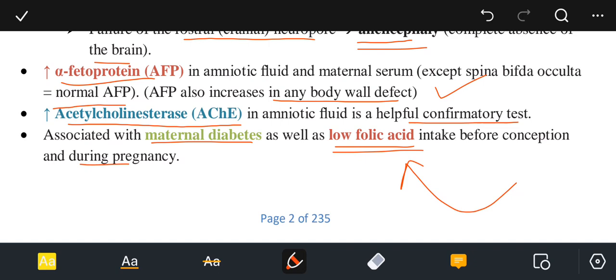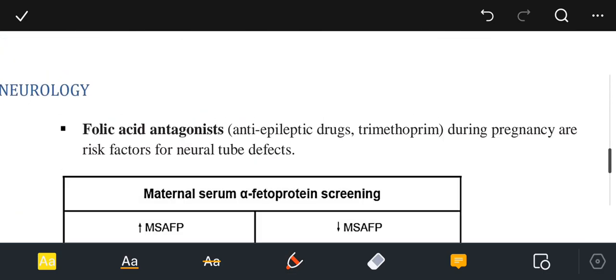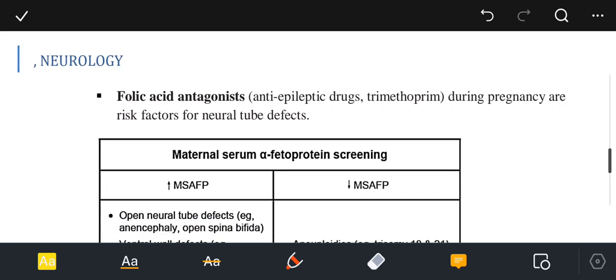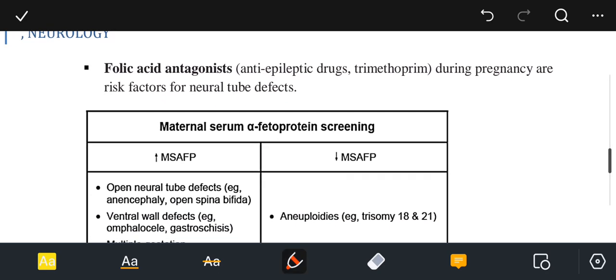So whenever a mother is planning pregnancy, she must start taking folic acid even before, like 1 month before conception. If she is planning a baby, even before preparing for that, even before having sexual contact with a partner, she must start taking folic acid 1 month prior to that. Folic acid antagonists, I'm sorry, pardon me for that. So folic acid antagonists, there are some anti-epileptic drugs like trimethoprim, during pregnancy are a risk factor for the neural tube defects.